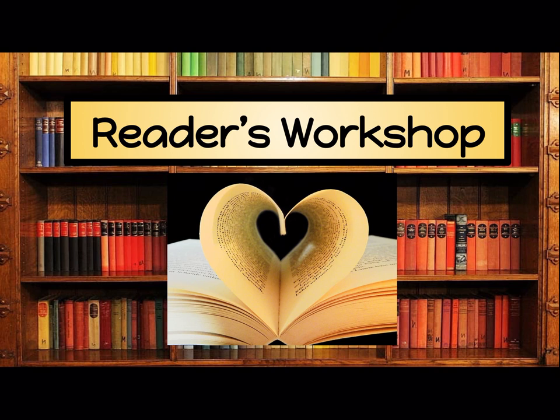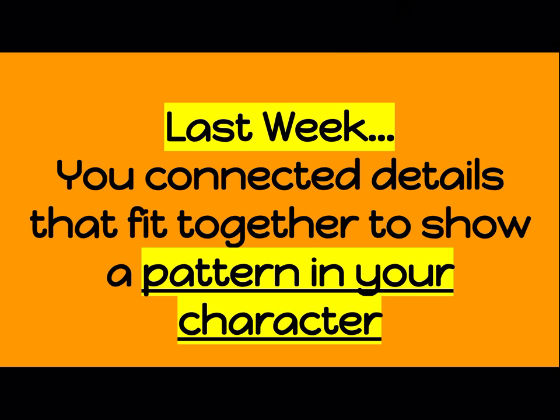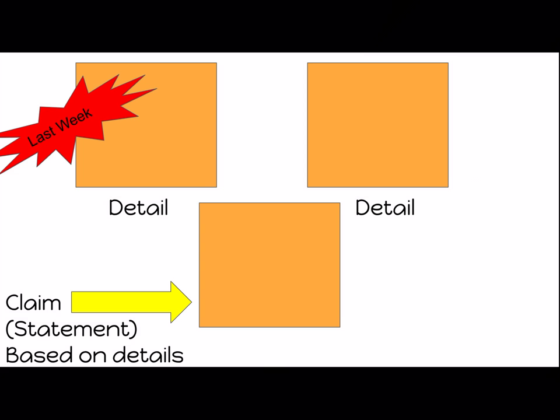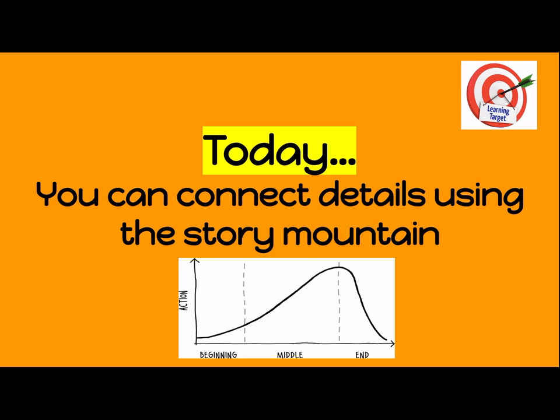So it's been a long weekend, so let's remember what we did last week. Last week you connected details that fit together to show a pattern in your character. And some of you found details that showed your character was careful. Some of you found details that showed your character was nervous. But you all looked for details about your character that helped you make a claim. It looked like this. You had two details that you fit together and a claim that you made at the bottom. So let's talk about today.